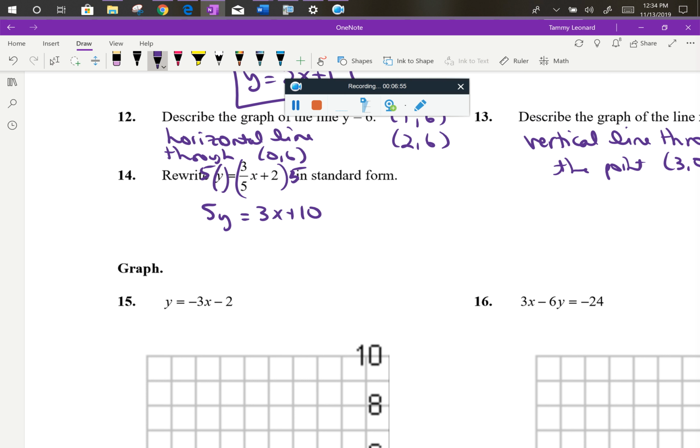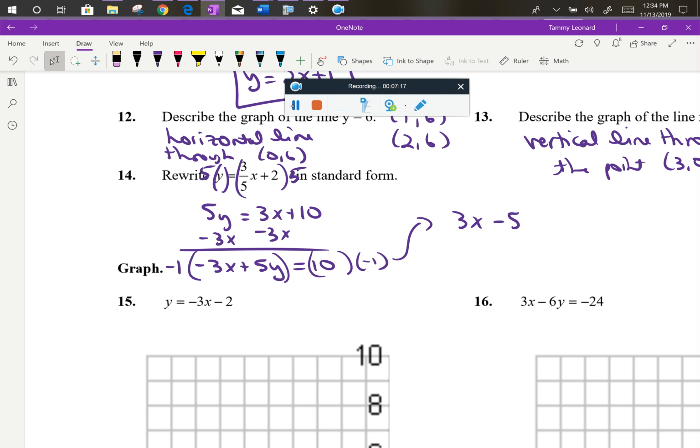Don't forget to distribute. Next is order. The x term has to come first, so we'll subtract it from each side and write it as the first term. Finally, the a value must be positive. So if we multiply or divide both sides of the equation by -1, that will change the signs on all three terms, and it will be in standard form.